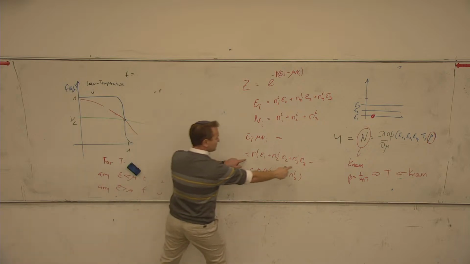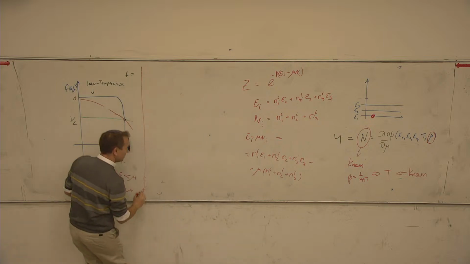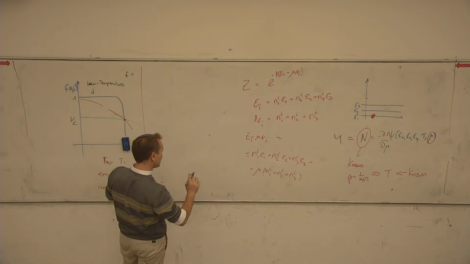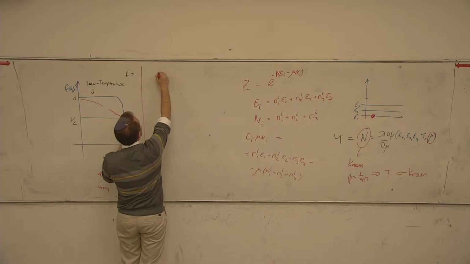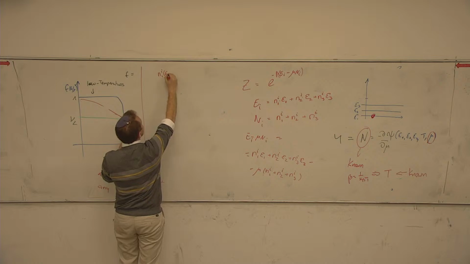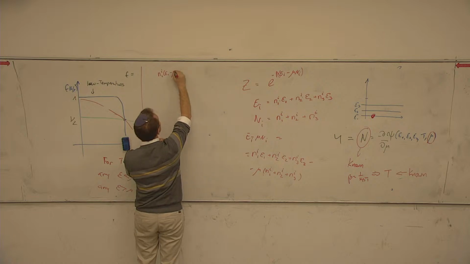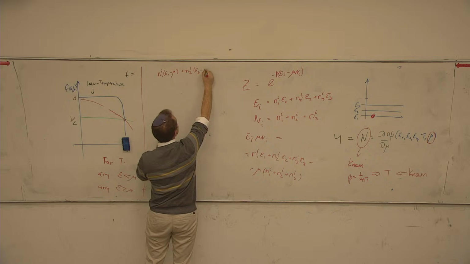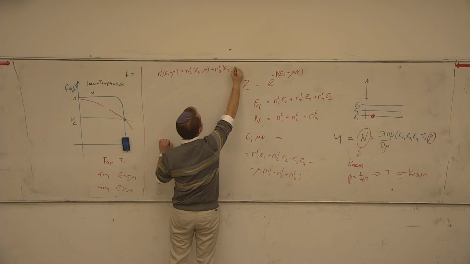Now let's separate them. I'm sorry it's taking so long, but it's actually quite important. And if you haven't noticed it last lecture, I will try again. This is the second trial. So what we have is N1i (epsilon 1 minus mu) plus N2i (epsilon 2 minus mu) plus N3i (epsilon 3 minus mu).